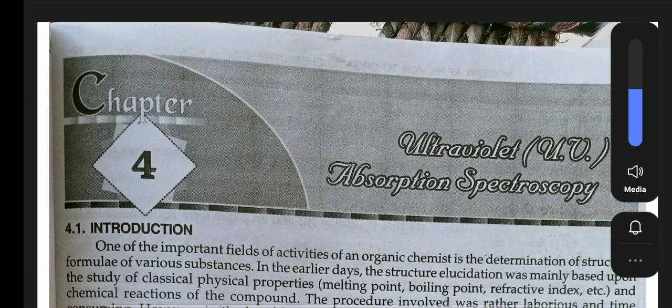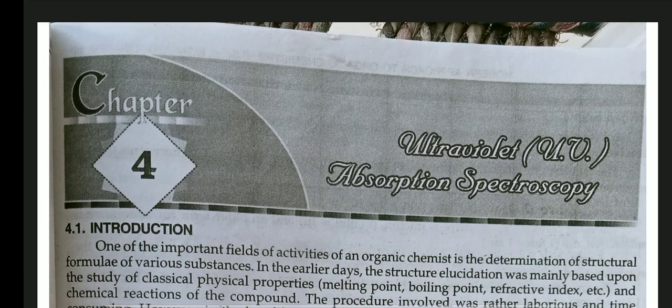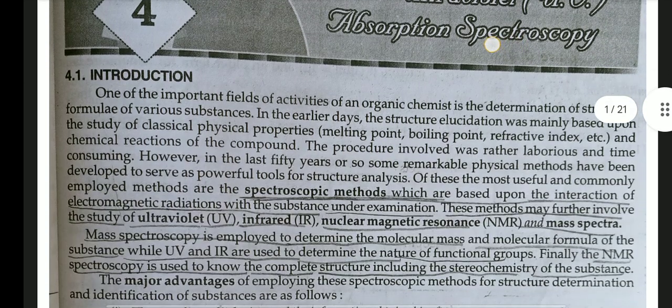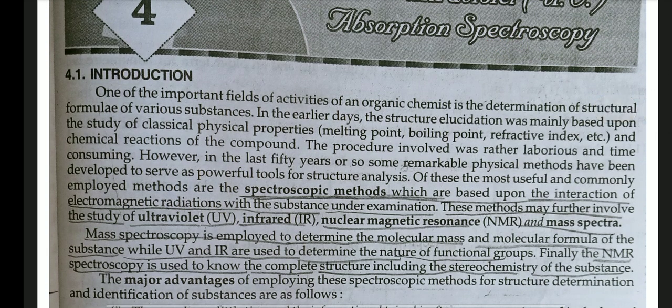Today we will read about ultraviolet absorption spectroscopy. Introduction. One of the most important fields of activity of an organic chemist is the determination of structural formula of various substances. In the earlier days, the structure elucidation was mainly based upon the study of classical physical properties, melting point, boiling point, refractive index, and chemical reaction of the compound.